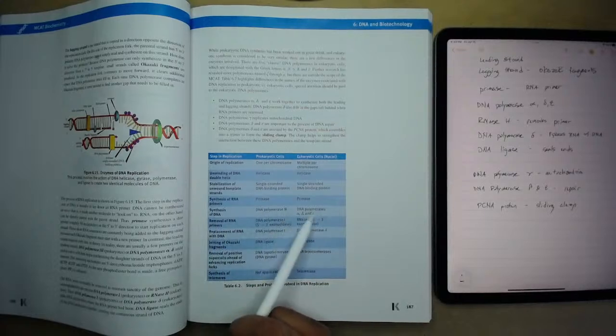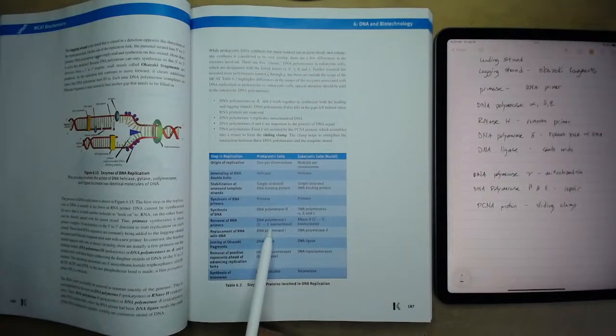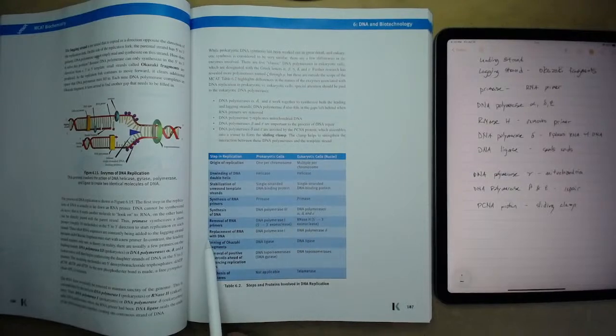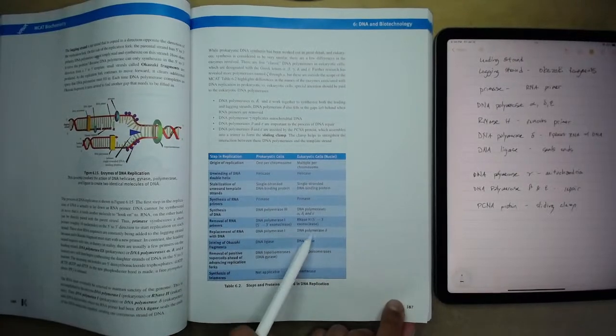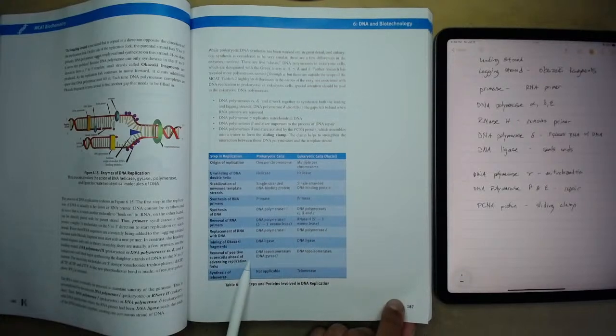Synthesis of DNA is different. It's going to be polymerase 3 in prokaryotes, alpha, delta, and epsilon in eukaryotes. Removal of primers is going to be polymerase 1 in prokaryotes, RNase in eukaryotes. Replacement of RNA with DNA is going to be polymerase 1 also in prokaryotes, DNA polymerase delta in eukaryotes. Joining of Okazaki fragments, DNA ligase in both cases.